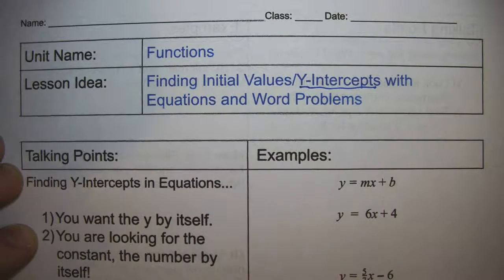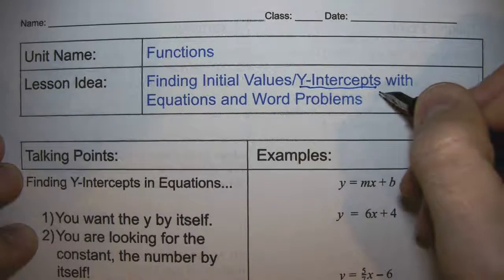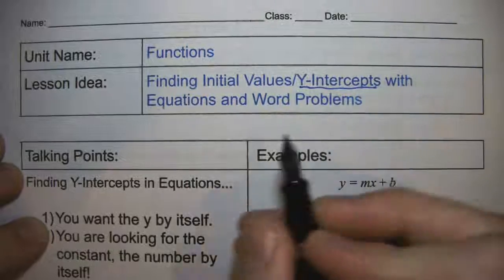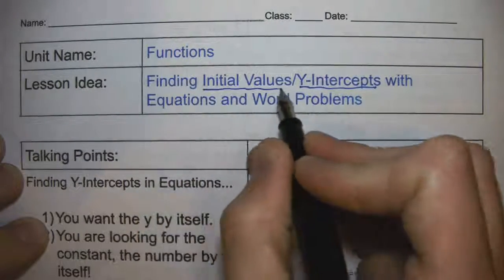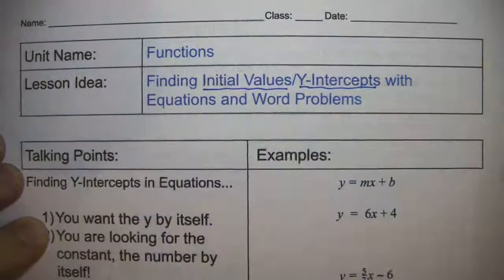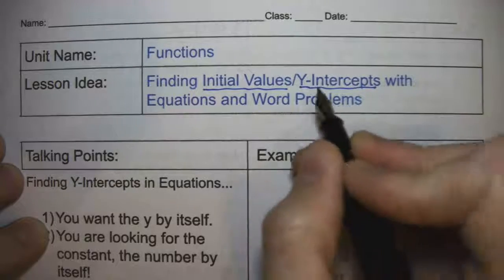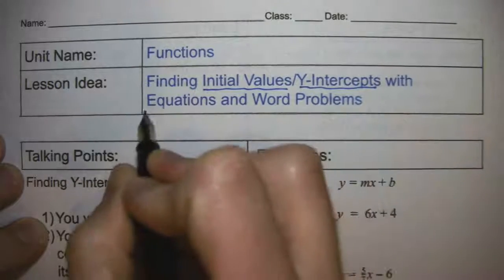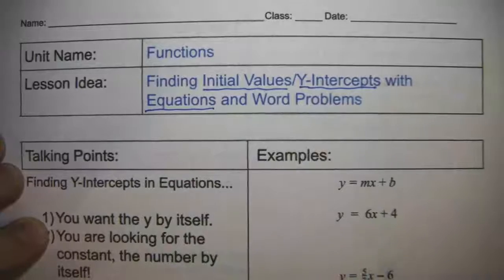All right, guys and gals, we're back with functions, and we're looking at y-intercepts today, but we're also going to add a new layer to that, this idea that we're going to call initial values. So just hold on to that idea for a moment, and we're going to come back to it. We're going to start with y-intercepts, and today we're going to look at how do we find those beginning points in equations. So let's review real quick.